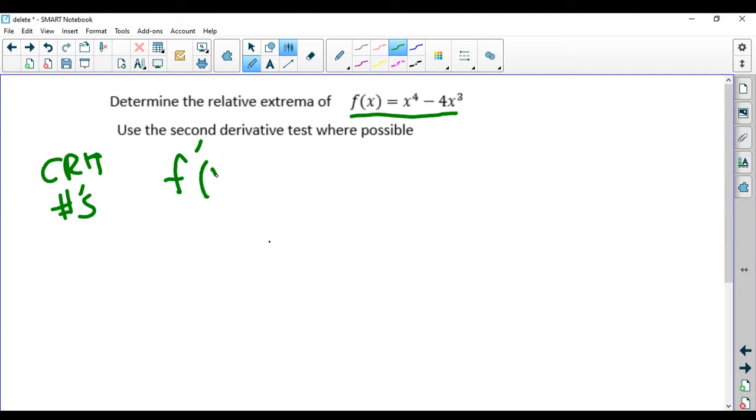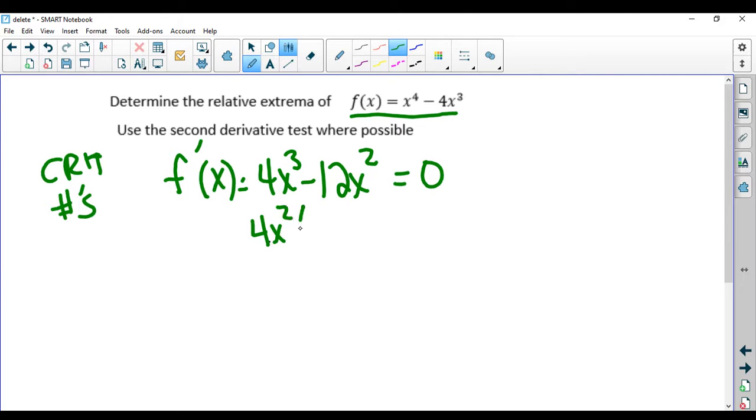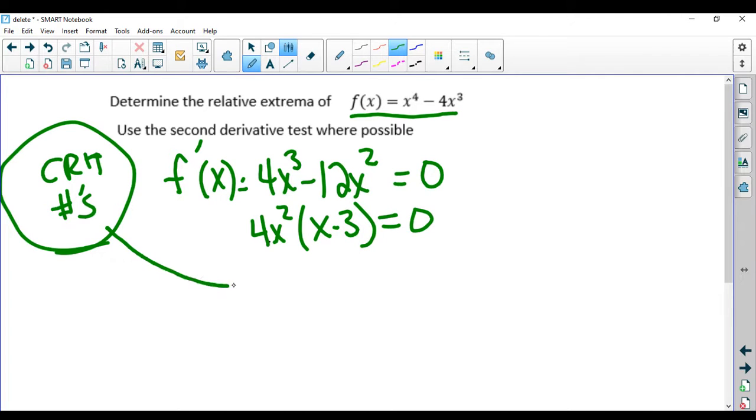So the first derivative is 4x cubed minus 12x squared. Set that equal to 0. Factor to get the zeros. And we find the critical numbers are x equals 0 and x equals 3.